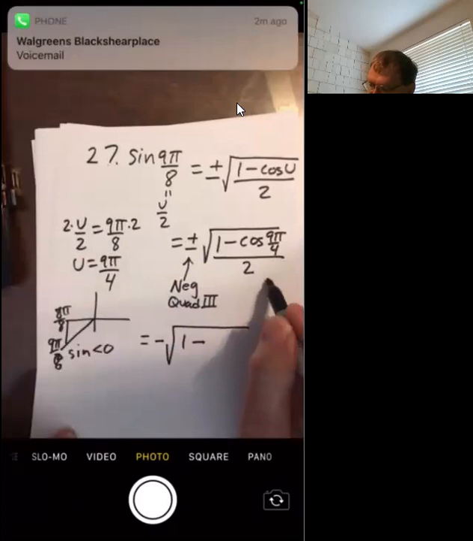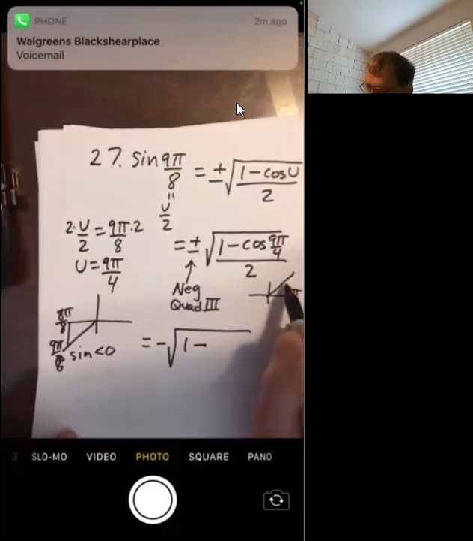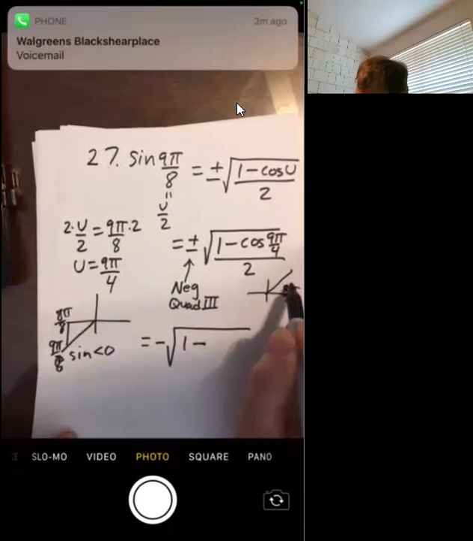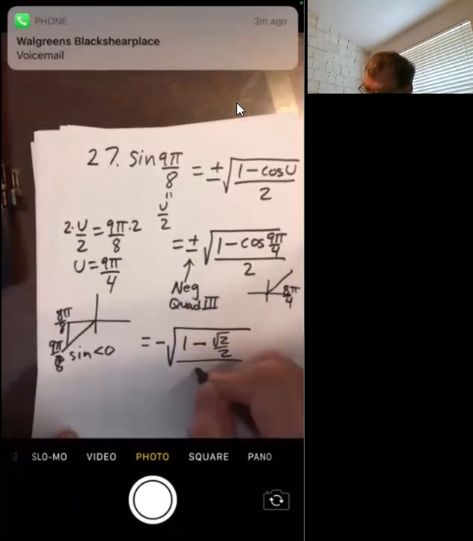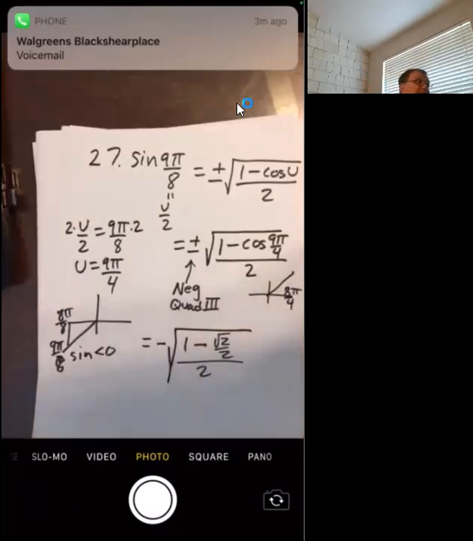Let me think on that one. 9 pi over 4. 8 pi over 4 is here, which is 2 pi. So 9 pi over 4 is first quadrant. So that's by itself a positive root 2 over 2. So 1 minus root 2 over 2 all over 2. And I'm not going to mess with rationalizing common denominators and the like. It's nasty. I won't show you the next 10 steps of algebra to get to the book answer.